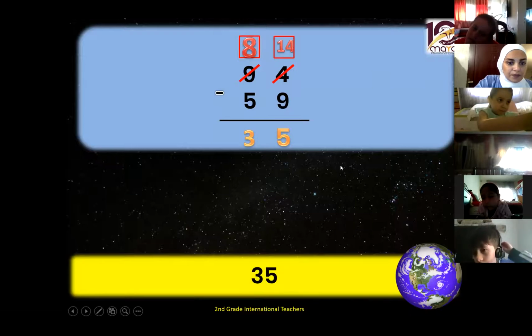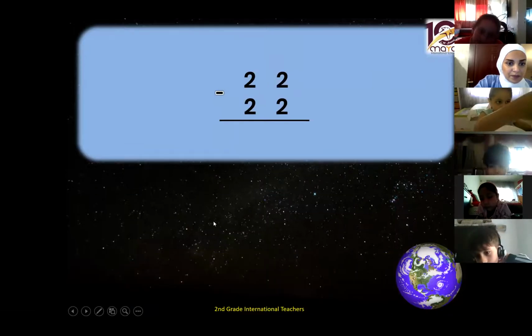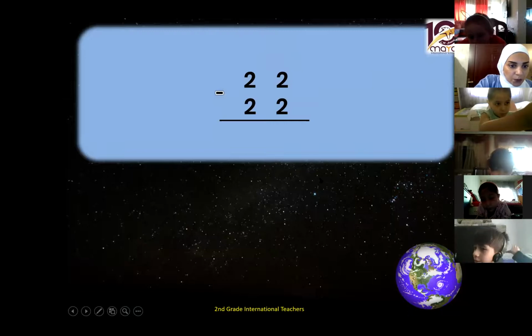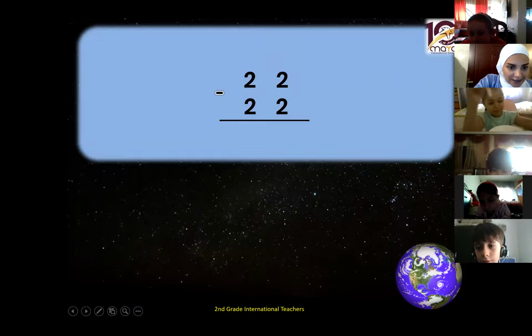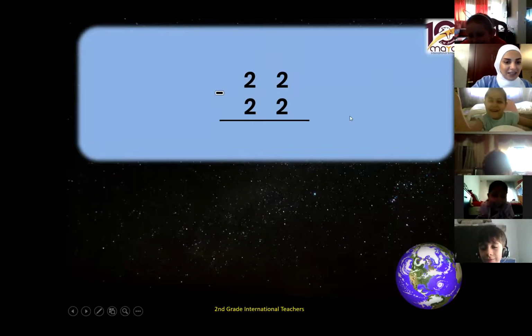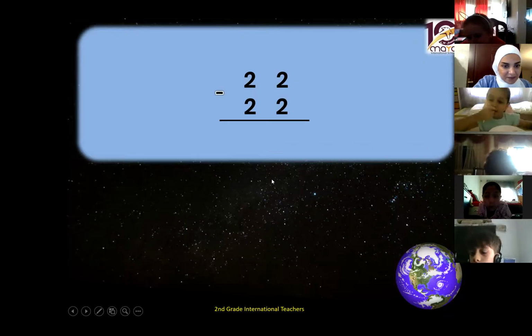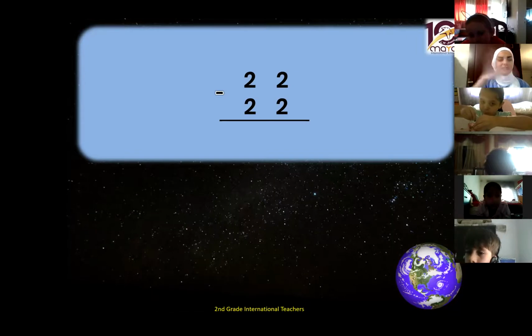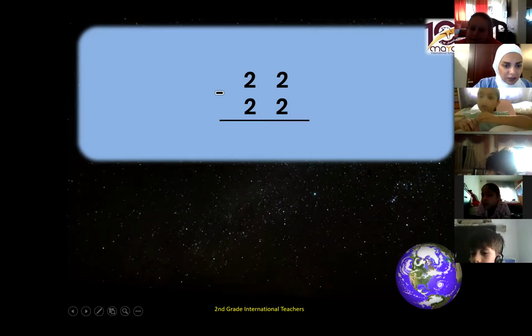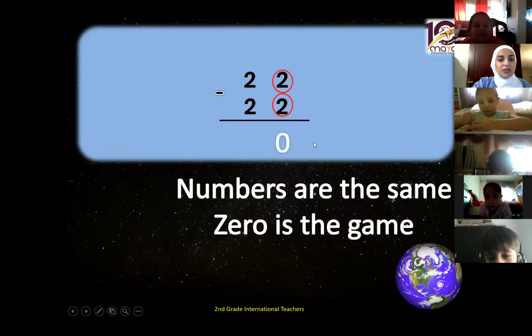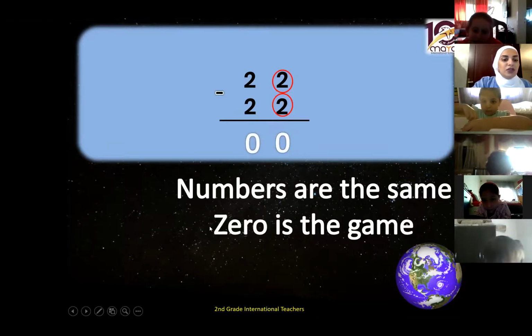Jana Abu Arish. Hello. Hi. What do we have here? 22 minus 22. Numbers are the same, right? 0 is the game. So 0. Good job. Thank you, Jana.